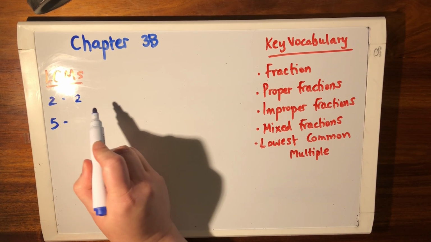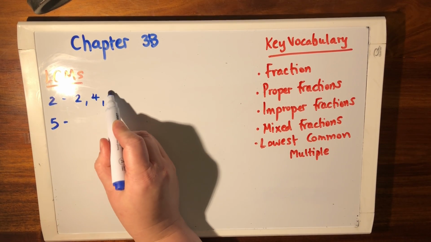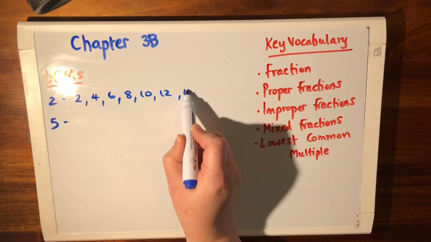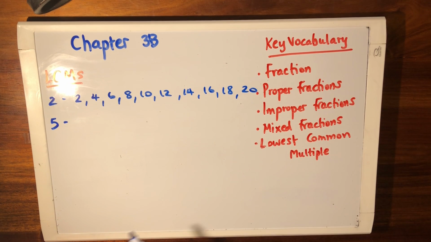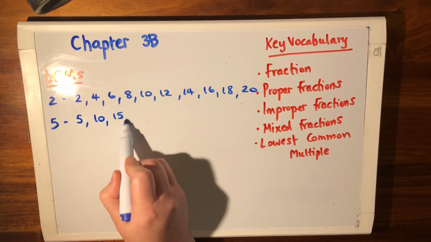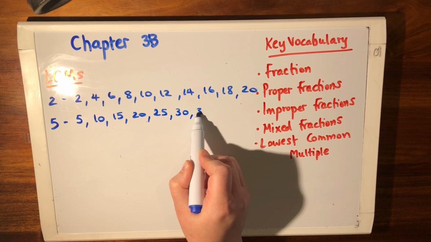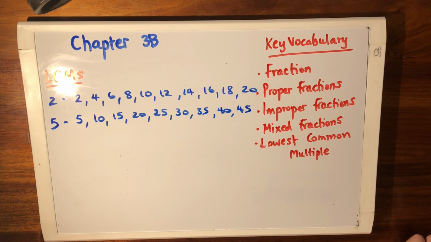So 2, what's a multiple of 2? 2, then 4, then 6, then 8, 10, 12. Let's keep going as much as we can. We'll stop at 20. Okay, let's do the same thing for 5. So let's start at 5, 10, and just add 5s as we go. And we'll stop at the end. So we have enough numbers to compare now.